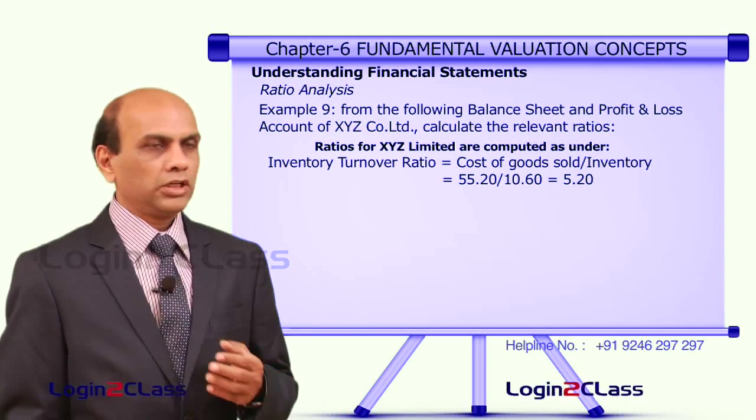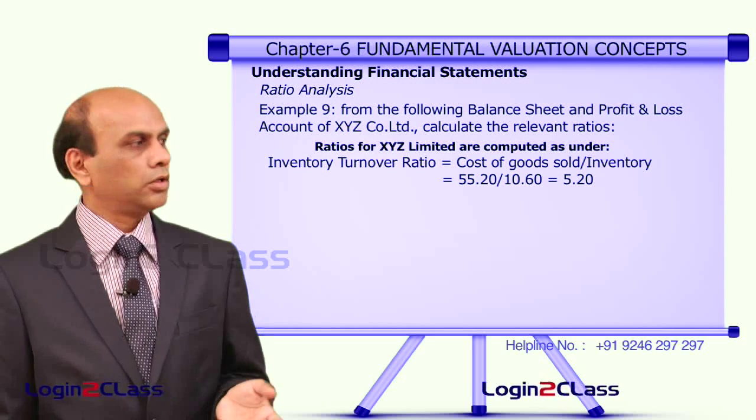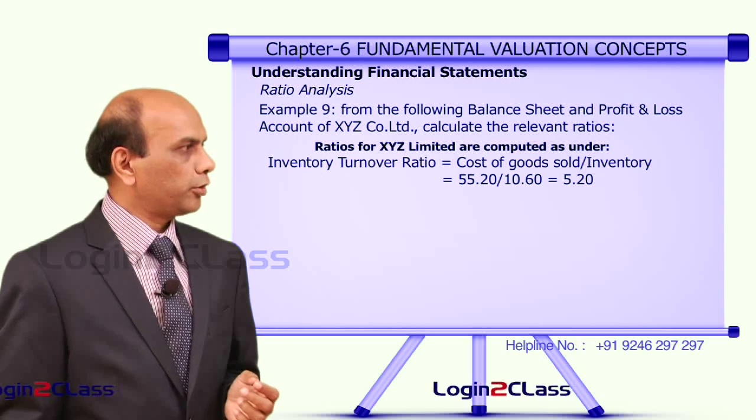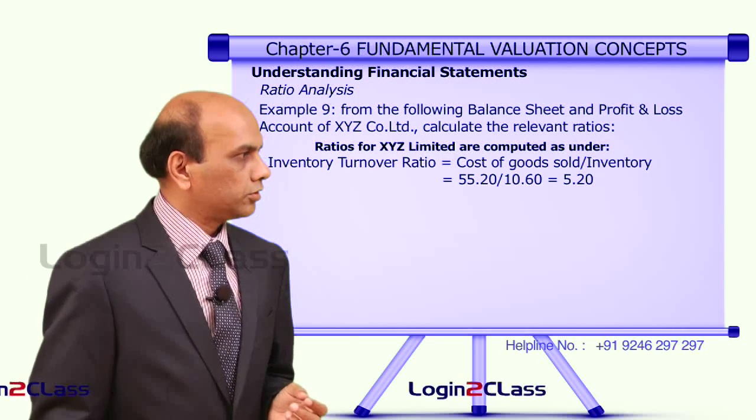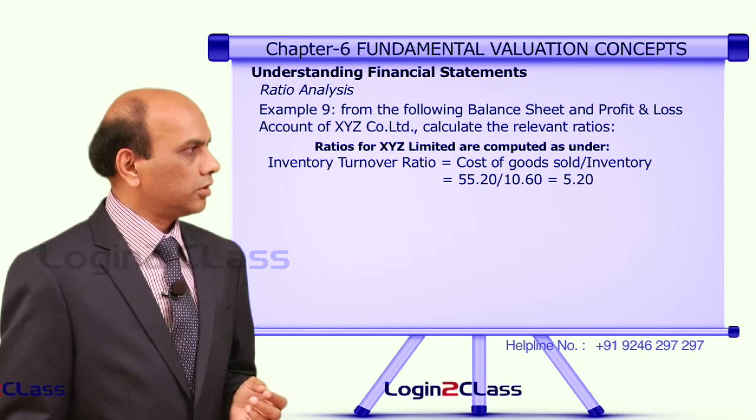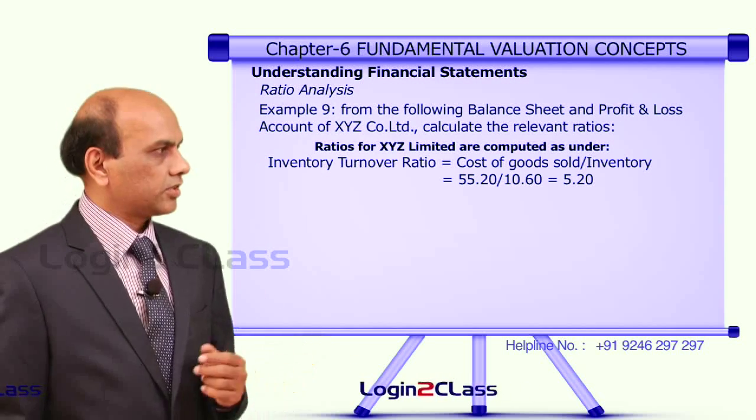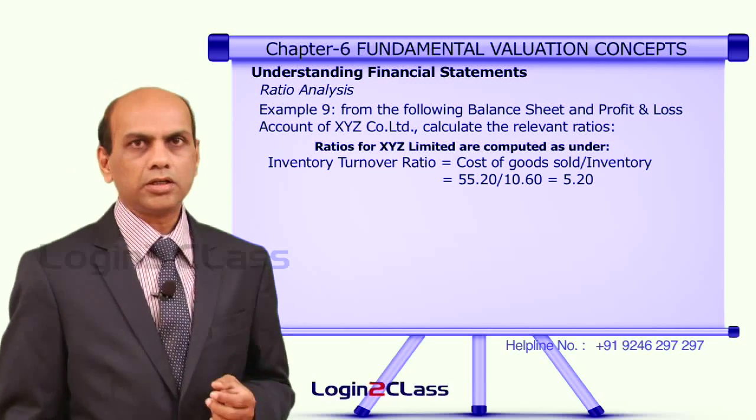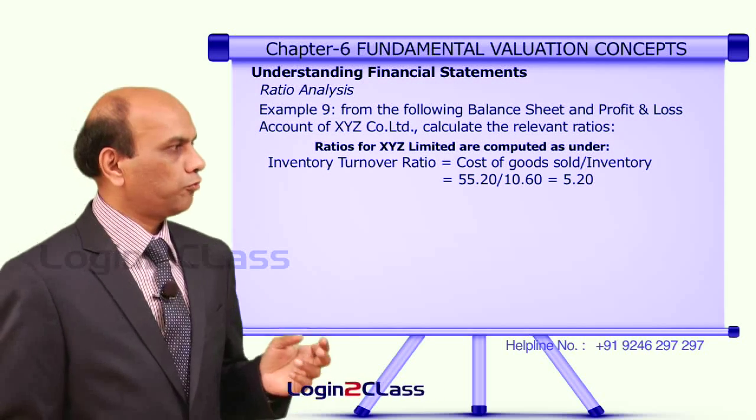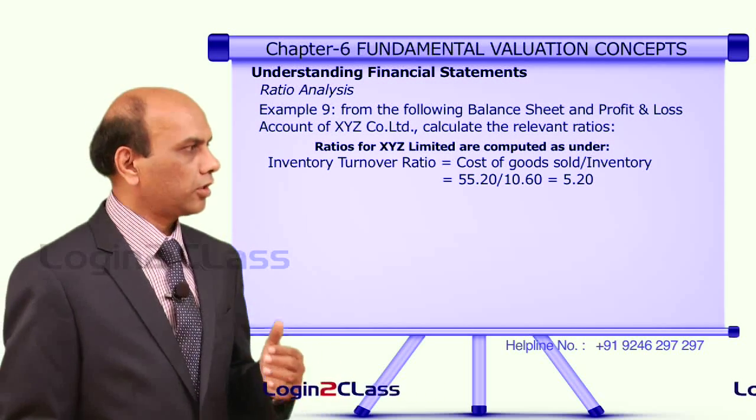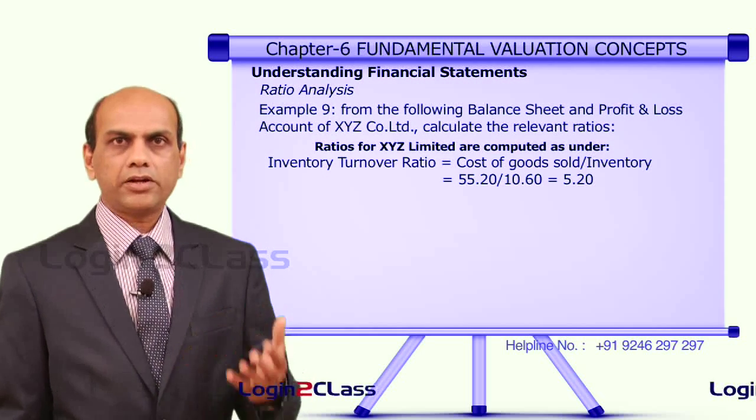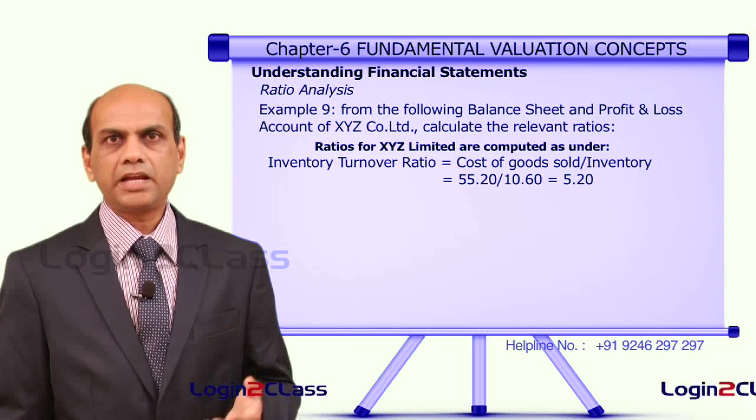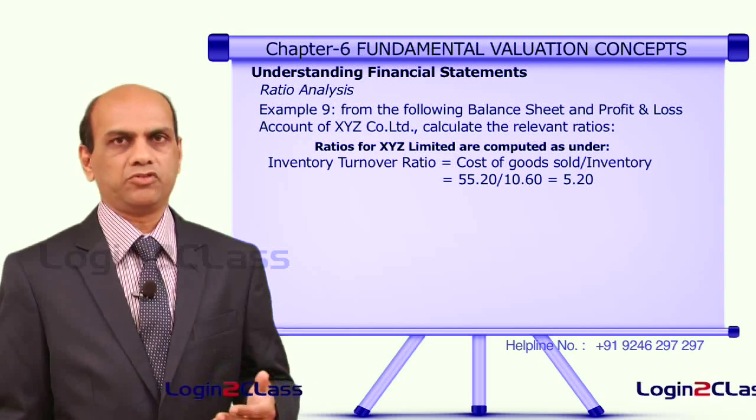Inventory turnover ratio: this is cost of goods sold divided by inventory. The inventory is already given in this particular balance sheet, which works out to 10.6, and cost of goods sold works out to 55.2, which is provided in the balance sheet. This works out to 5.2. So inventory turnover ratio is 5.2. That means the inventory sells 5.2 times.